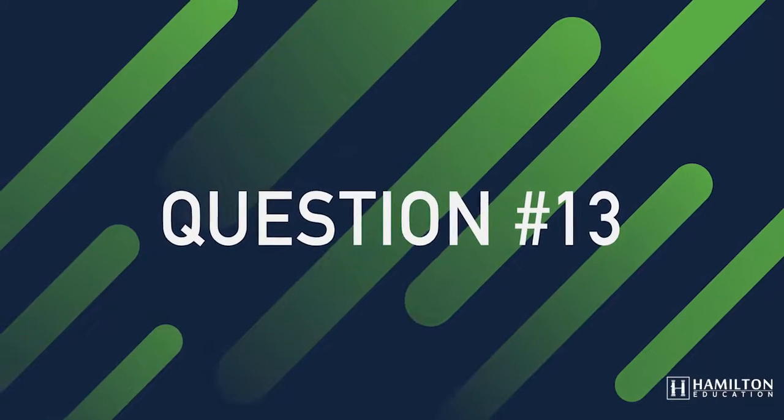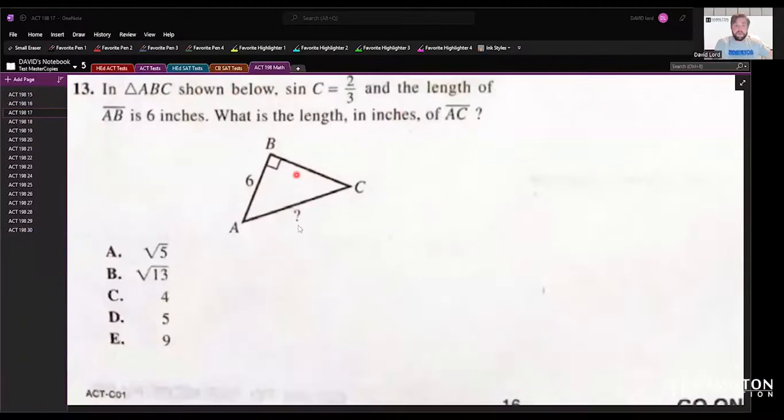Question number 13. In triangle ABC shown below, the sine of C is 2/3, and the length of AB is 6. So there's my angle C. What is the length of AC?